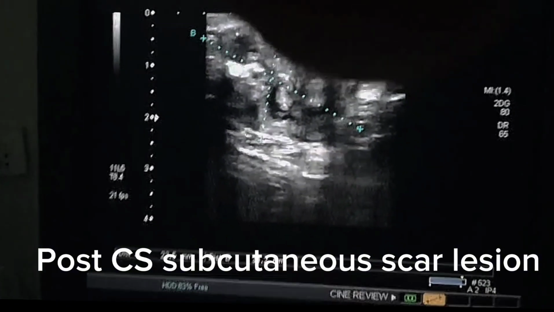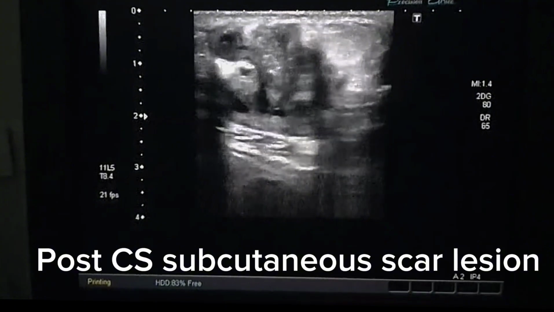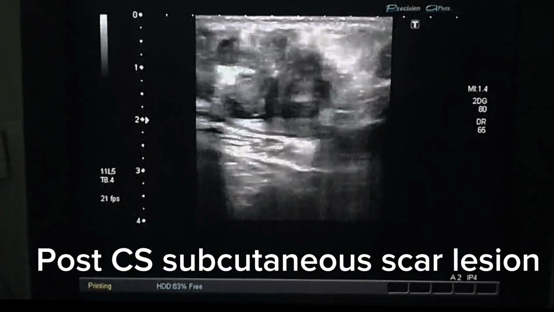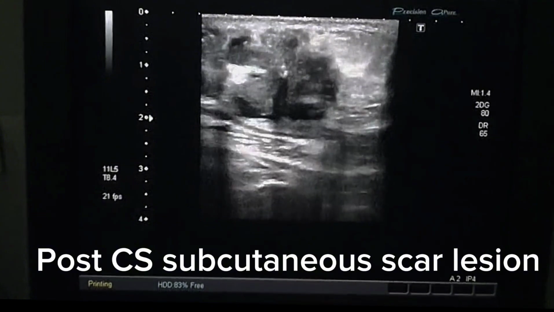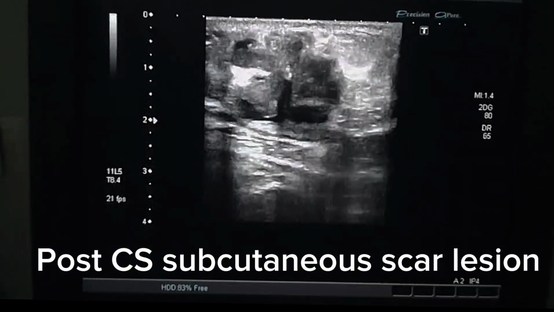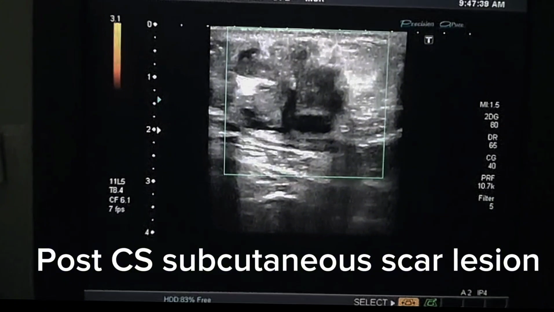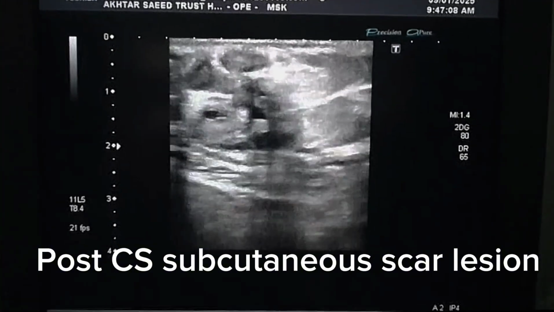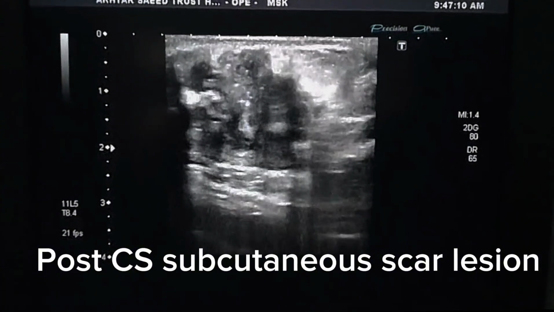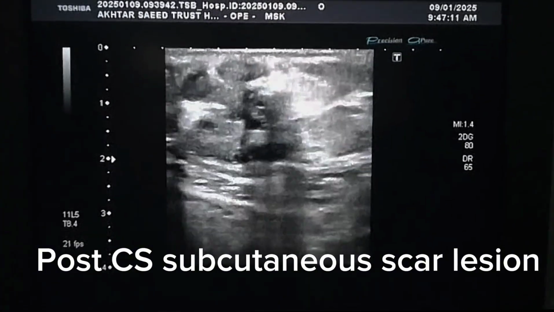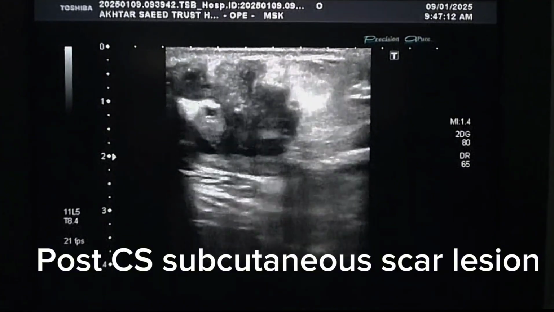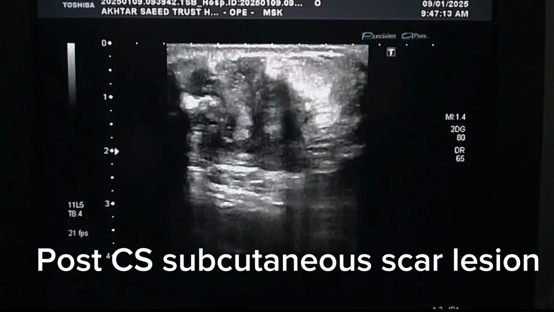Fat necrosis. Post-surgical ischemia or trauma to adipose tissue may cause fat necrosis. Ultrasound shows irregular hypoechoic mass which may have cystic areas. Clinical features in such cases is painless or mildly tender lump. Management is conservative, usually self-resolving.